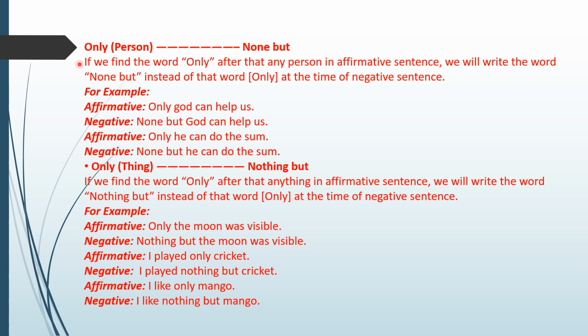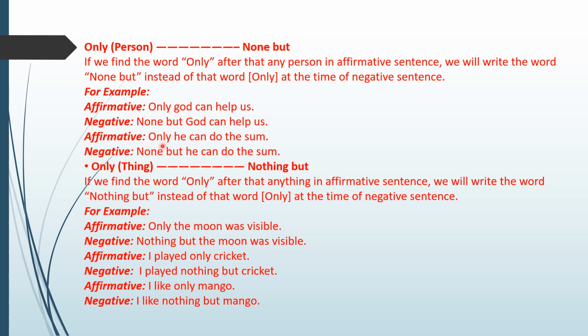If we find the word only after that any person in the affirmative, we will write the word none but instead of that word only at the time of changing it into negative. Look at the following example. Only God can help us. Do you see that? Only is there in the affirmative. There is a person. Now, who's the person here? God. Now, if I have to change it into the negative, I will use none but instead of only. So, the answer in the negative goes, none but God can help us.